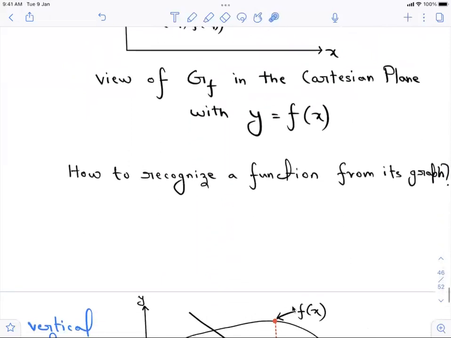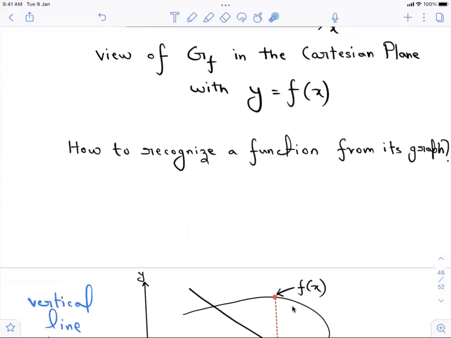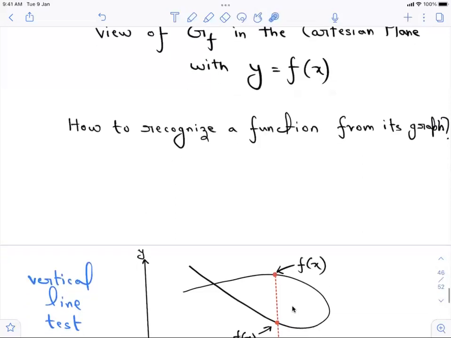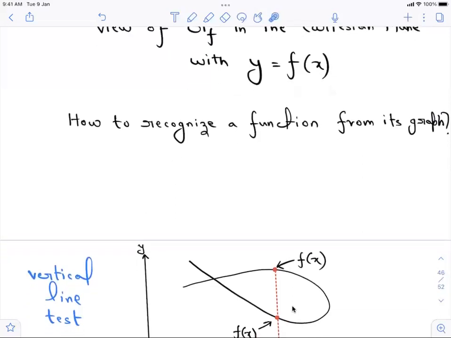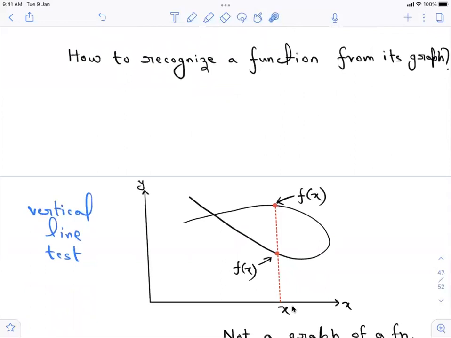Okay, so in the previous lecture, we talked about how to recognize whether a given rule is a function. So now suppose I give you the graph of a particular rule, okay? And by looking at the graph, can we say if the given rule is a function or not? It's obviously possible. So this is something called the vertical line test.